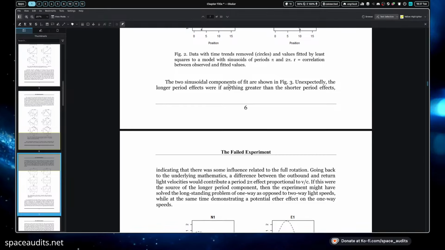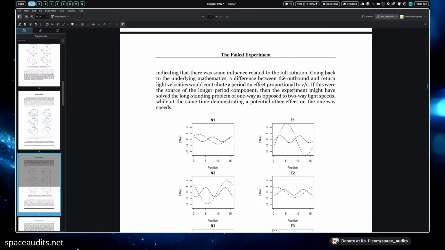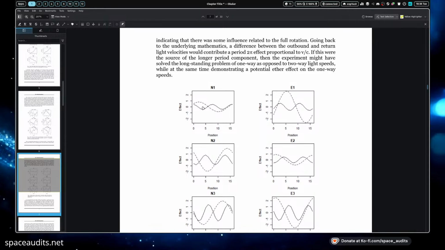All right, the two sinusoidal components are fit and shown in figure 3. Unexpectedly, the longer period effects were, if anything, greater than the shorter period effects, indicating that there was some kind of influence related to the full rotation. Going back to the underlying mathematics, a difference between the outbound and return light velocities would contribute to a period 2 pi effect proportional to V over C. If this were the source of the longer period component, then the experiment might have solved the long-standing problem of the one-way speed as opposed to the two-way speed, while at the same time demonstrating a potential ether effect on the one-way speeds. You don't say.